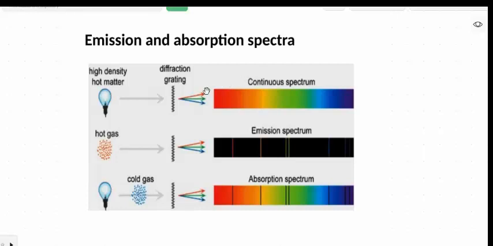Now we have different forms of spectrum in front of us. Initially, this is the normal lamp, like a tungsten lamp. When it's turned on, the white light passes through the diffraction grating, and we see what is known as a continuous spectrum. This is the meaning of continuous spectrum. We see all the visible colors.